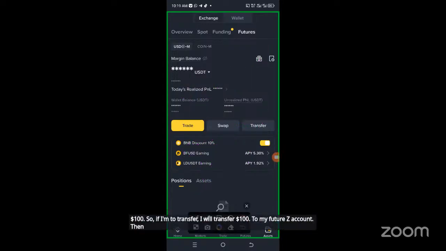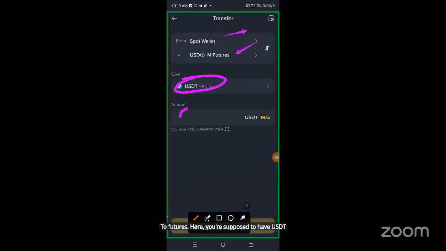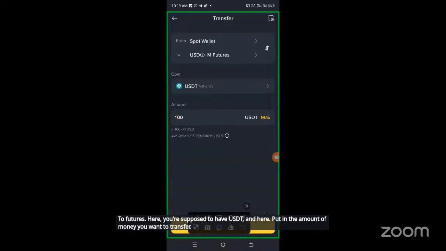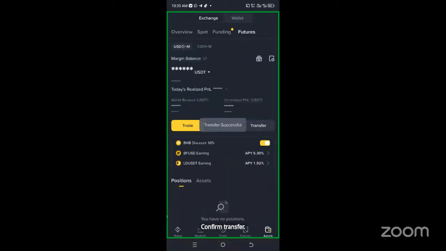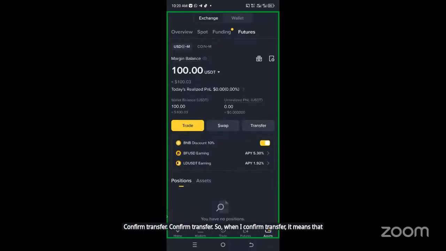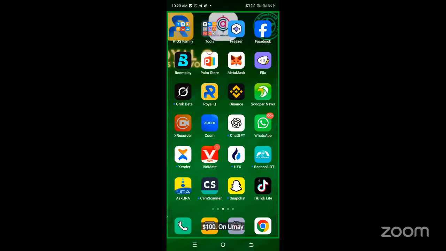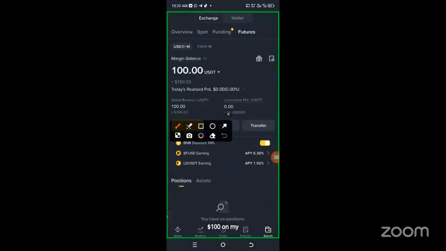Then I'll come here and click on transfer. I'm transferring from spot to futures. Here, you're supposed to have USDT, and here put in the amount of money you want to transfer. I'm transferring 100. Then I click on confirm transfer. So when I confirm transfer, it means that I already have $100 on my futures account.